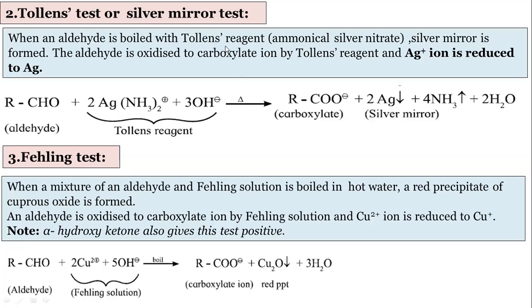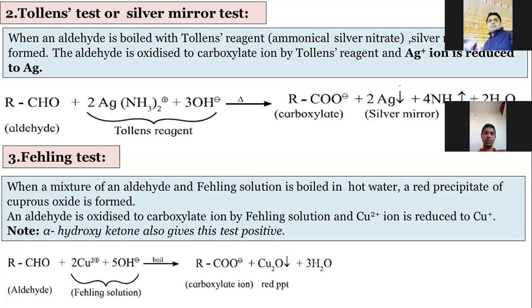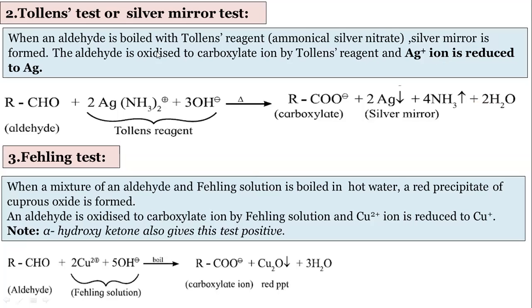Tollens' test, or silver mirror test, you can do for the detection of aldehydes also. In the laboratory, we will perform this test. What does Tollens' test mean? It is also called the silver mirror test, and for doing this test, we have to use Tollens' reagent. Tollens' reagent is an ammoniacal silver nitrate solution.